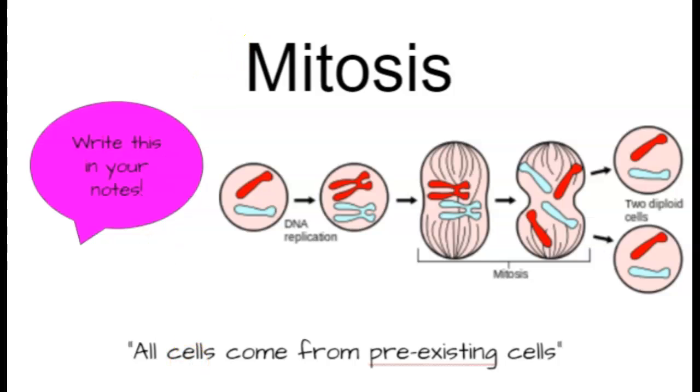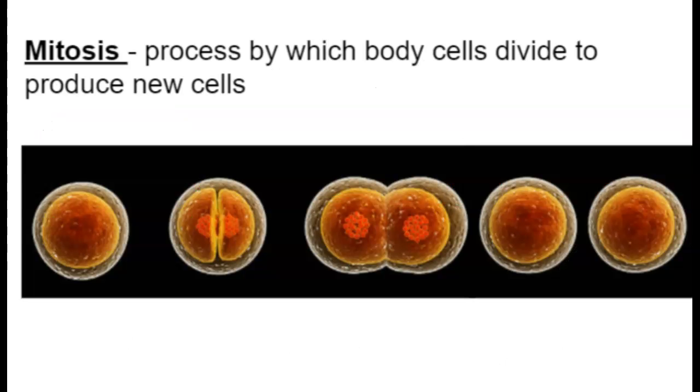So what we need you to do is go ahead and write down this title, Mitosis, in your notebook. We're going to go ahead and write down the definition of mitosis. So mitosis is the process by which body cells divide to produce new cells. You can see in the picture down below, we've got one cell, it's dividing and splitting into two cells. So this is the process. It's called mitosis. It happens in body cells, cells within your body. And this is how most of the cells in our body are formed, through mitosis.